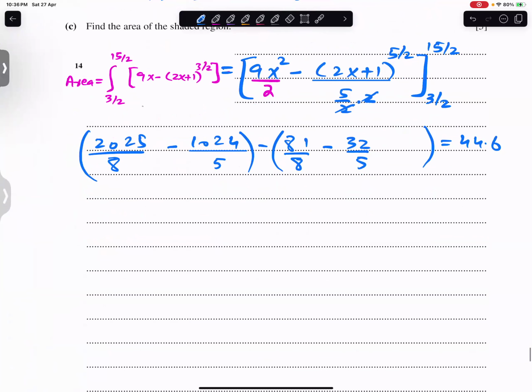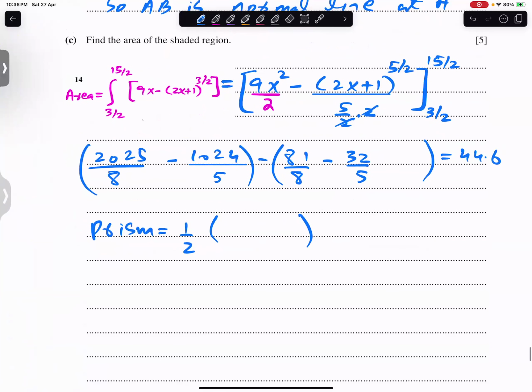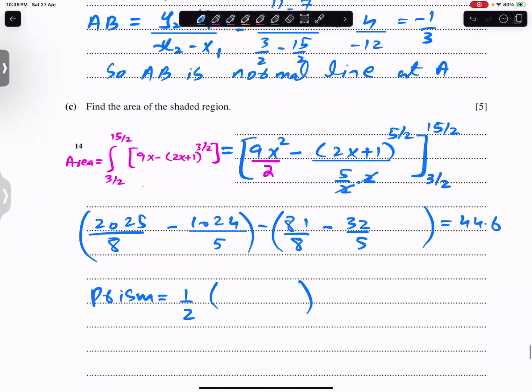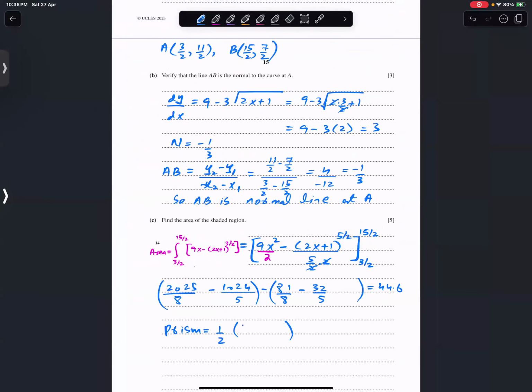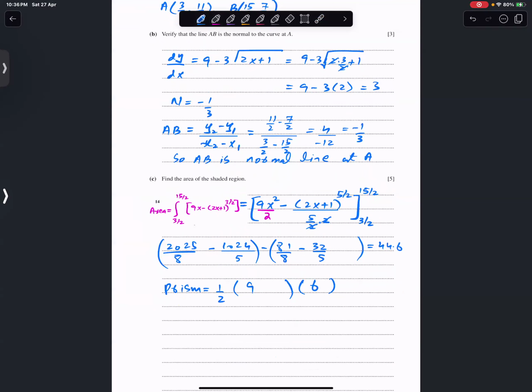And then the prism. Half of the sum of parallel sides. The sum of parallel sides will be 11/2 plus 7/2, that is 18/2, which is 9, times the difference between these two, 15/2 minus 3/2, which is 6. So 27.